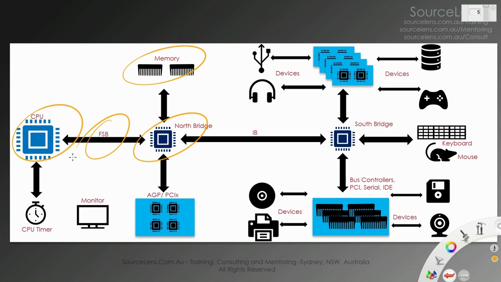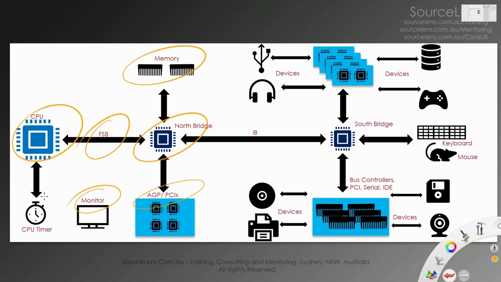Another thing which is connected to the North Bridge, which is a very fast bus controller, is the AGP or the graphics card. Graphics card is also a very fast device. It needs very fast data transfer between CPU and the graphics card. Graphics card is obviously connected to the monitor because it's a driver of the monitor. So the monitor is always connected to the graphics card.